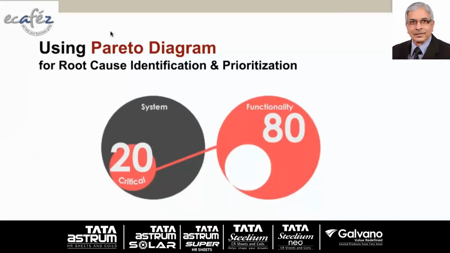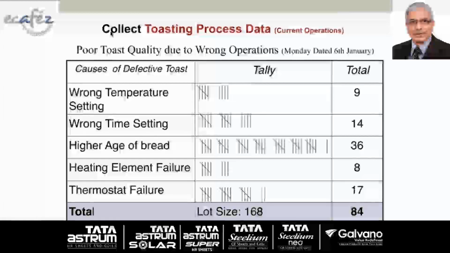So here, how the Pareto diagram can be used so that we can identify the major critical problem which is impacting 80% of the quality problems. Let's see how this is used.